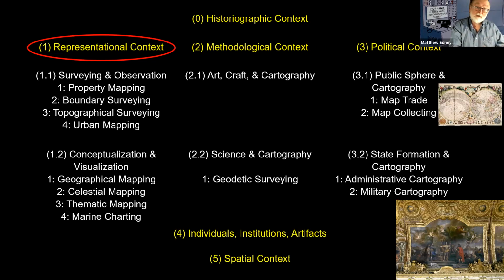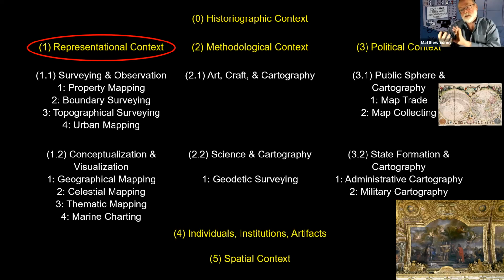And there's one set of modes that are all about surveying and observation, about going out into the landscape, observing it and measuring it. So property boundary, and by boundary surveying, we're talking about the boundaries between political entities, not property boundaries, but the boundaries between Massachusetts and New Hampshire, for example, France and Italy, whatever it may be. Mapping of place, topographical mapping, urban mapping, mapping of places that are special because they're cities.